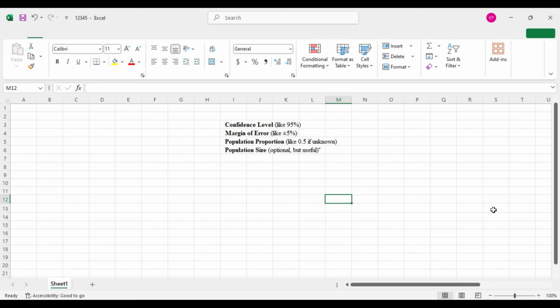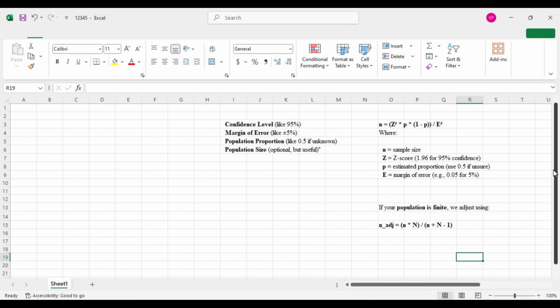Now the formula to calculate the sample size. The sample size n is equal to z squared multiplied by proportion or prevalence, multiplied by 1 minus prevalence or proportion, divided by e squared, where e is the margin of error, which can be 5% or 10%. Z is the z score. A z score at a 95% confidence interval is 1.96. We will learn about the z score in another video.